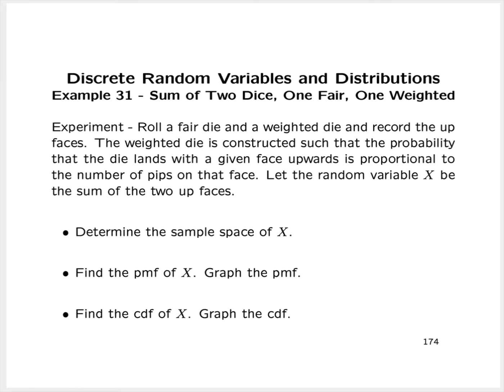Let the random variable x be the sum of the two up faces. And so in this example, we're going to determine the sample space of x. We'll then find the PMF of x and graph the PMF. And then finally, we'll find the CDF of x and graph the CDF.